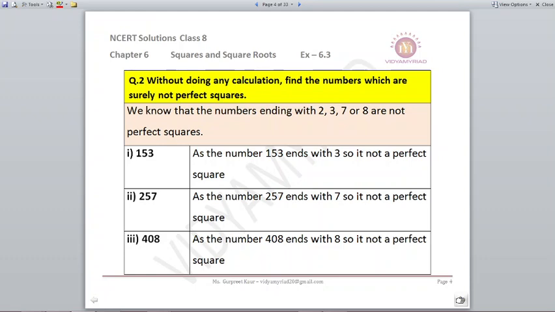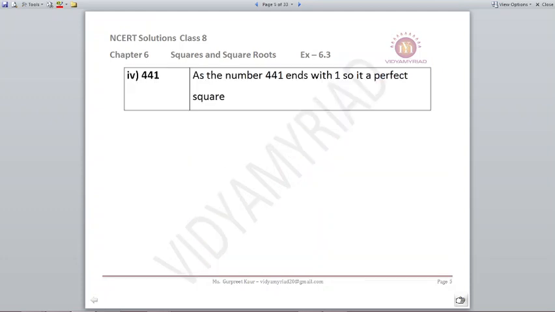257. This is ending with 7. 408 ending with 8. So it cannot be a perfect square. And 441. It is ending with 1. So it can be a perfect square, because if you remember, 9 nines are 81. So 1 can come at the end.